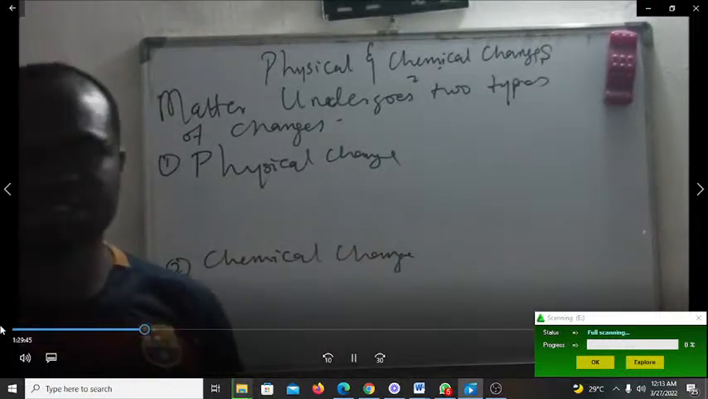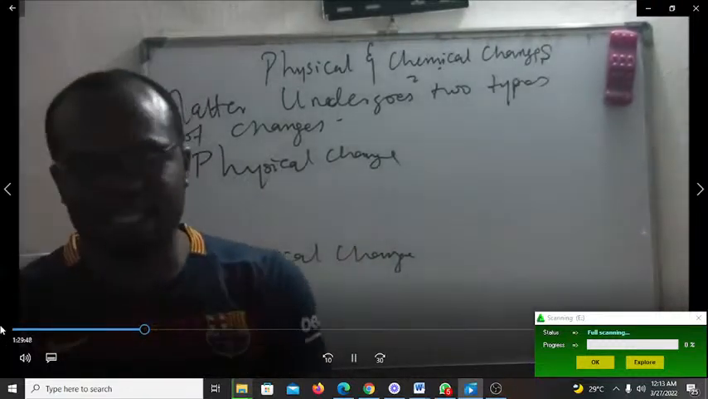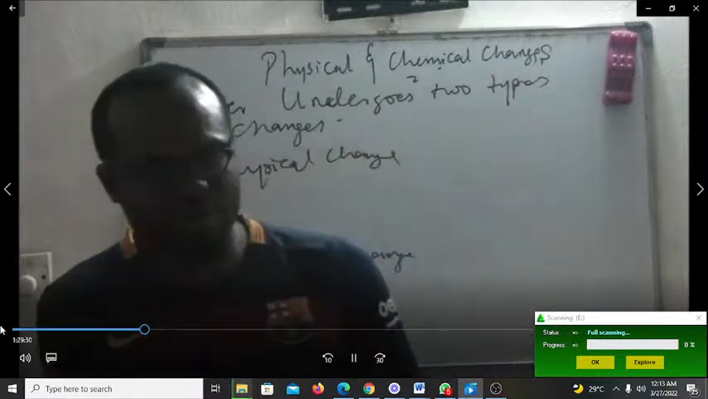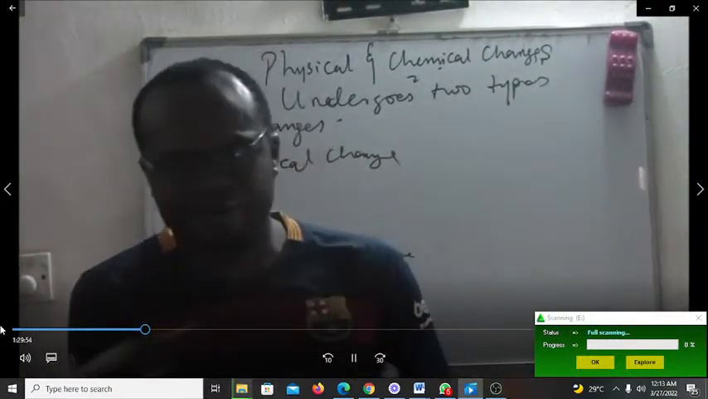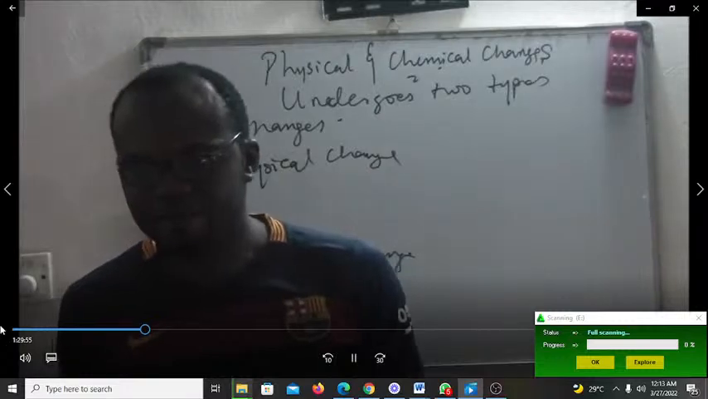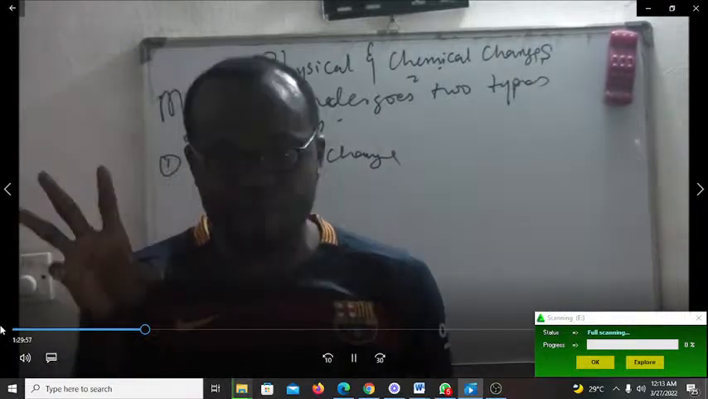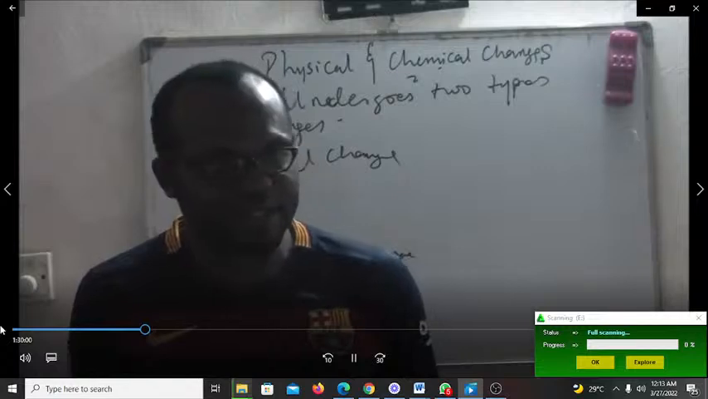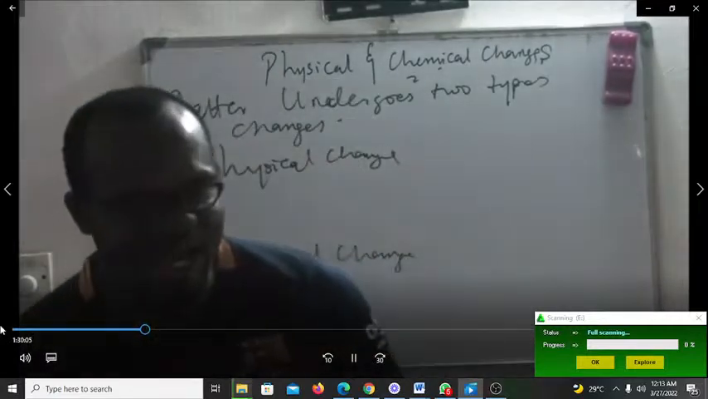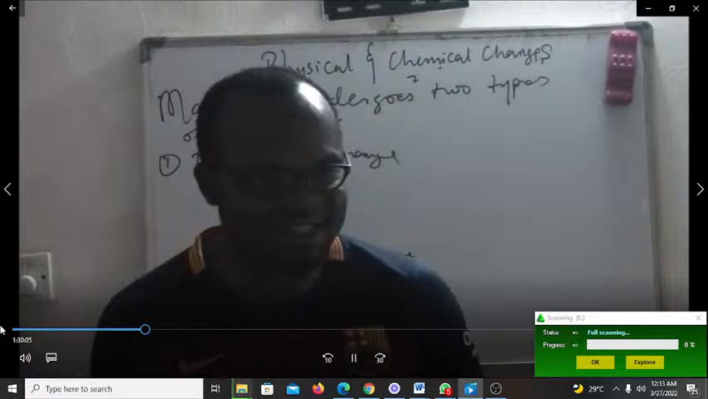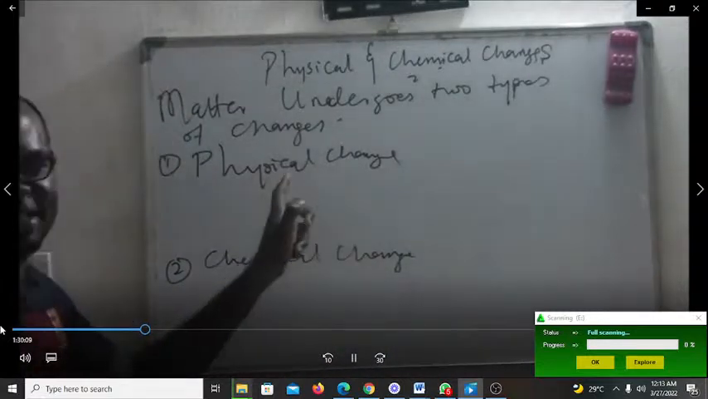So any matter can either undergo a physical change or what? Chemical change. A physical change is a change from one state to the other that is reversible. Example, when ice changes from ice block to water, can it be reversed? Yes. How can you reverse it? Putting it in the freezer, isn't it? It will get back to ice. So it is reversible. So therefore, what kind of change is that?